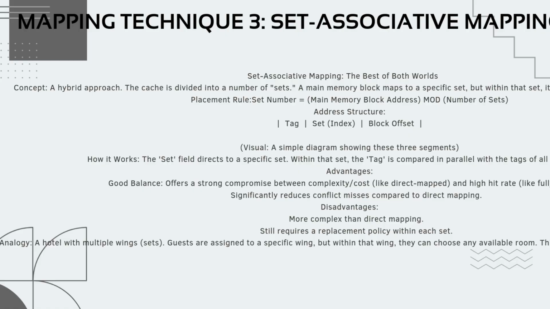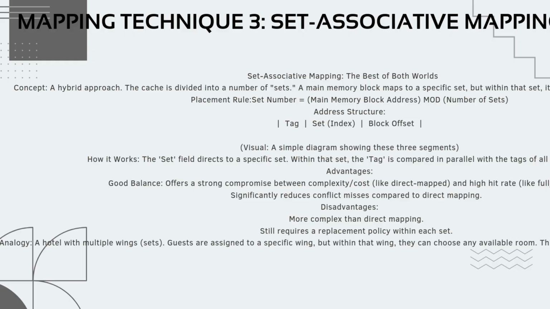Finally, we have set associative mapping, which is often considered the best of both worlds, as it combines features from both direct mapped and fully associative approaches. The concept is that the cache is divided into a number of sets. A main memory block maps to a specific set, but once assigned to that set, it can be placed in any available line within that set.